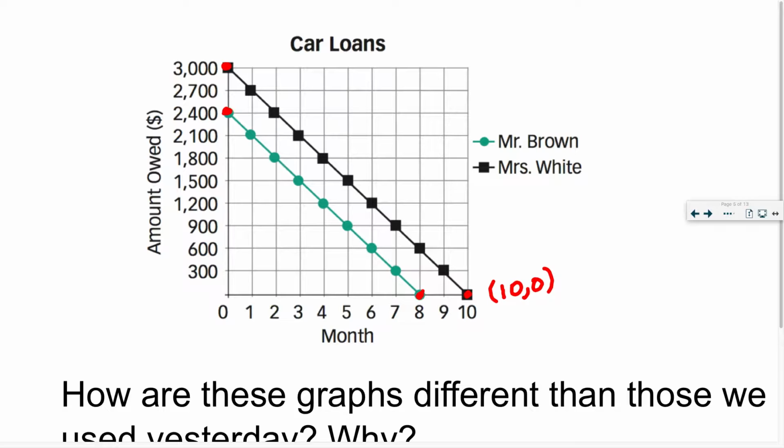Yes, they paid the same amount every month, and you noticed that right away. But her car was more expensive, so it took her 2 more months. Really good. That's like the next layer. So when you're comparing functions, initial value and rate of change are always there. But then you should be able to answer, and that is always a question.